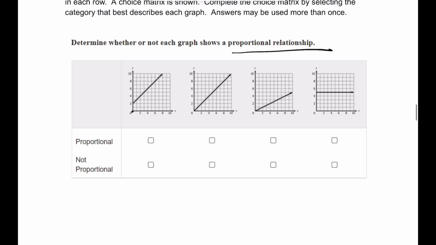Remember, your origin is here at the bottom, which is 0, 0. I can easily tell that this starts at 2, so this is not proportional. Second graph starts at the origin, so this is proportional. Third graph starts at the origin, so this is proportional. Fourth graph does not start at the origin, so this is not proportional.